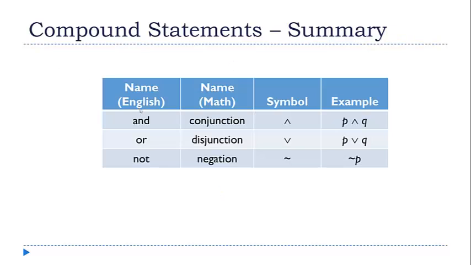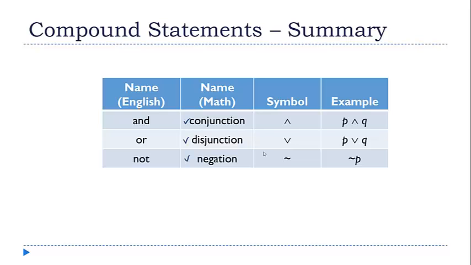We have the English name in the first column, and, or, and not. There's actually a mathematical name for all of these. And is called a conjunction, or is a disjunction, and not is a negation. And I've listed the symbols. These are the ones we saw on the previous slide here. And in the last column, I have an example of each of them. Again, it's the same things that we saw on the previous slides.